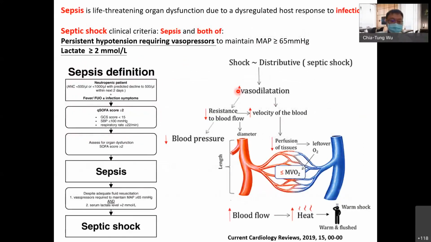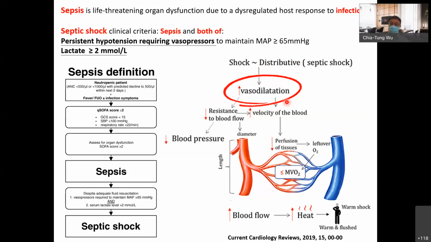We know that sepsis is the life-threatening organ dysfunction due to a dysregulated host response to infection. Usually, our immune response is used to defend our body to remove the bacteria or virus. But sometimes our immune system overreacts to certain toxins the bacteria produce. So these endotoxins will cause our vessel dilatation.